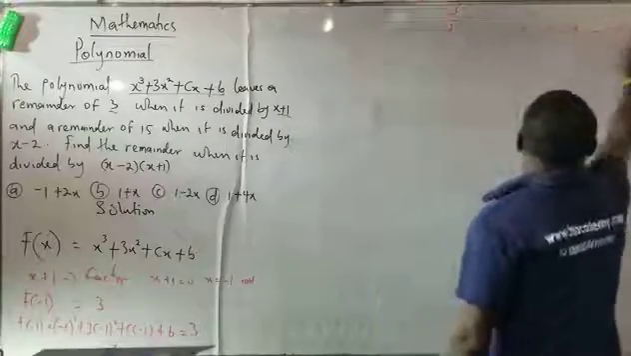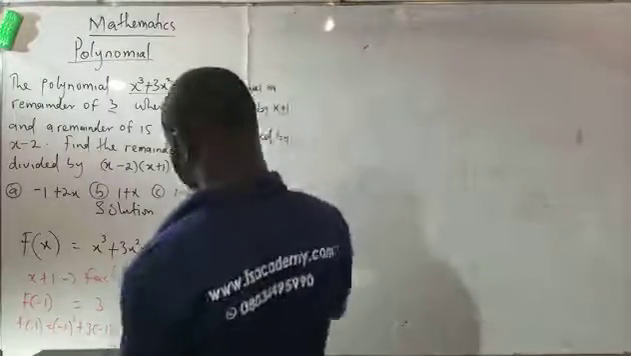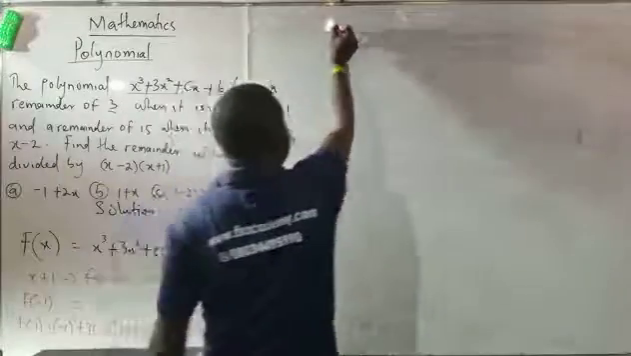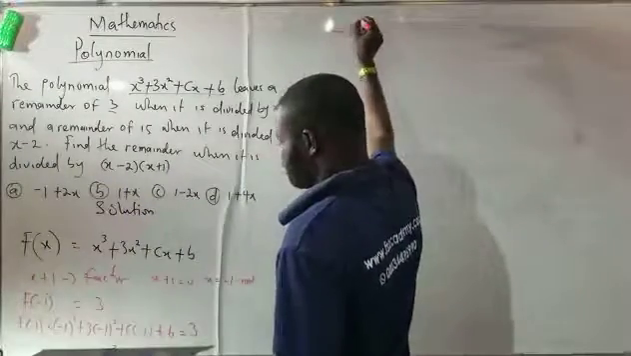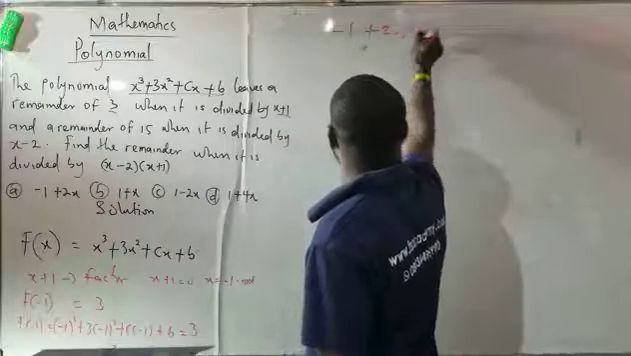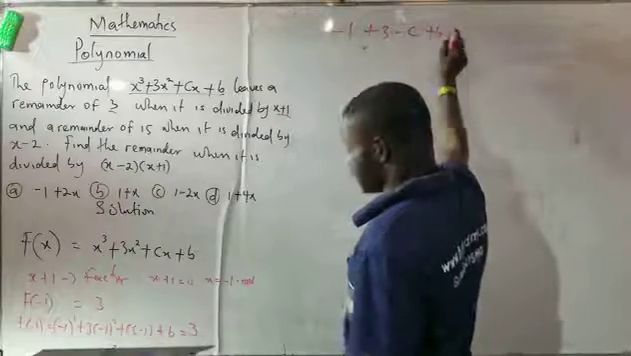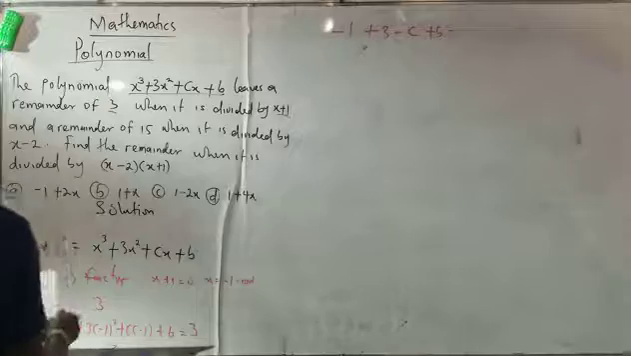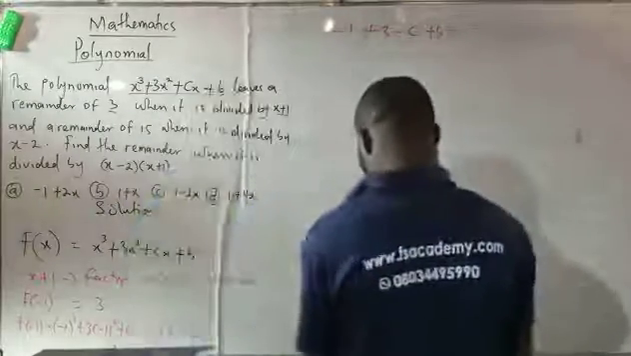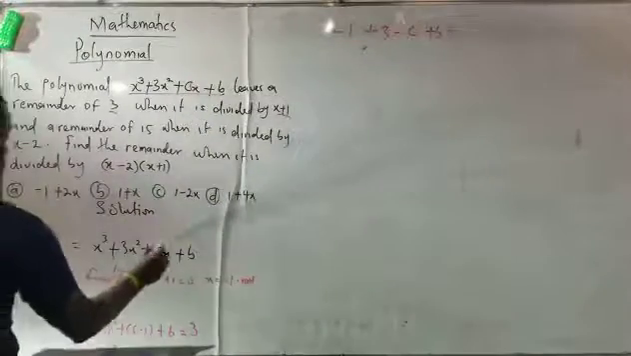At this junction, f of minus 1 would be, we know that this is an odd power, so it will be minus 1 plus 3 minus a plus b equals what? Is it c or a? The question uses a. Sorry, I don't want to make a mistake. Okay, it's a. Let me put a.